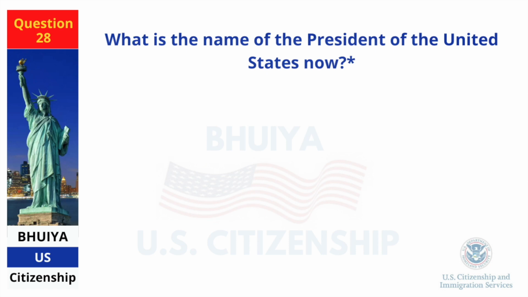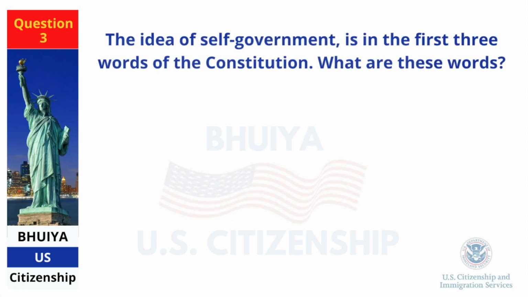What is the name of the President of the United States now? Joe Biden. The idea of self-government is in the first three words of the Constitution. What are these words? We the people.